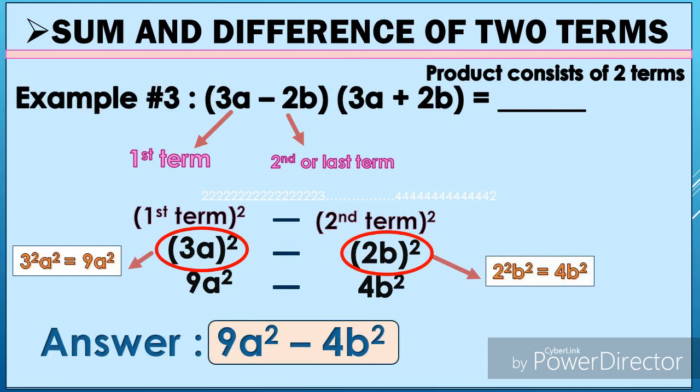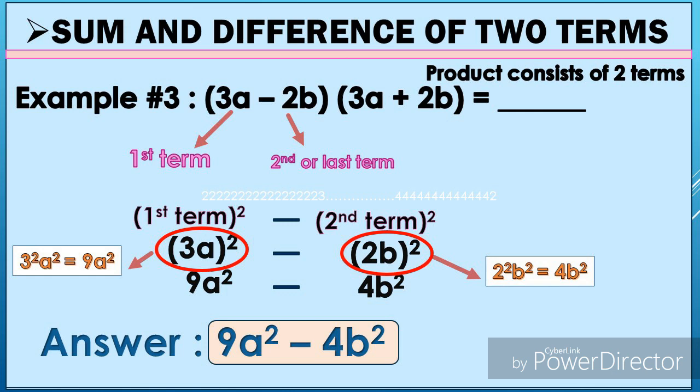Okay, let's proceed to the number 3 example. The quantity of 3a minus 2b times the quantity of 3a plus 2b. The first term is 3a and the second term is negative 2b or 2b. Follow the pattern. We square the first term and we square the second term. The first term is 3a, so we have 3 squared a squared, which is equal to 9a squared. 3 squared means 3 times 3, which is equal to 9.